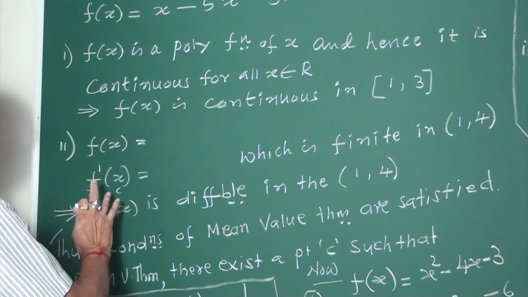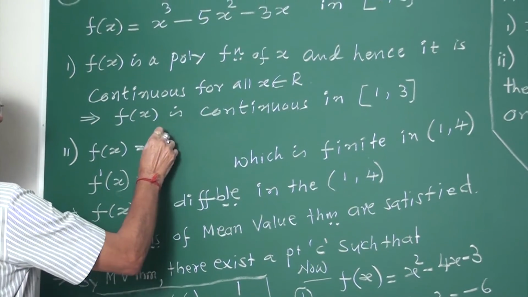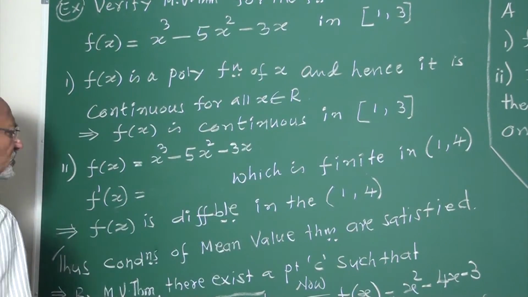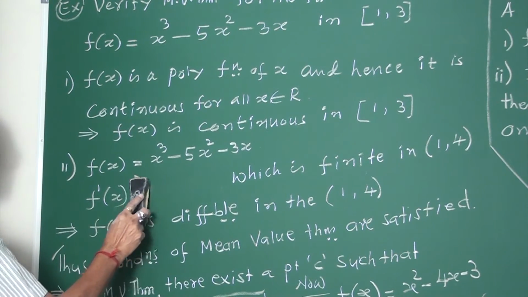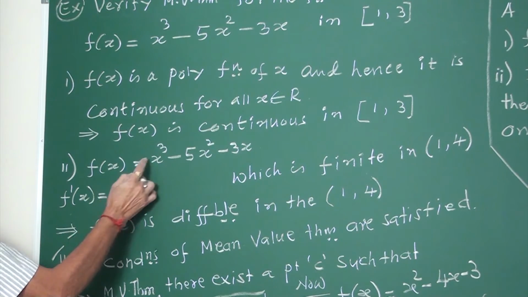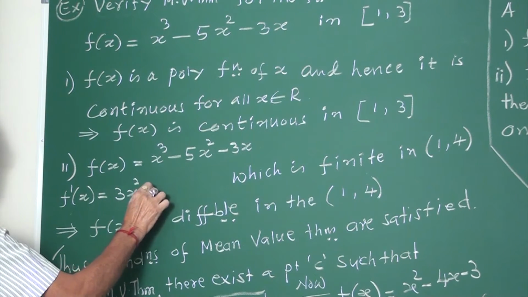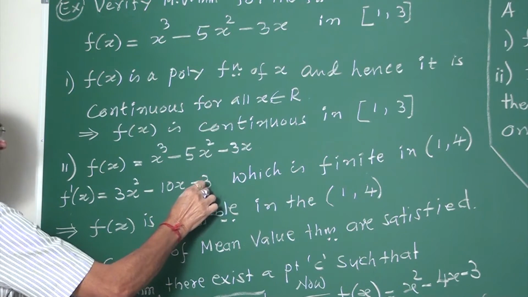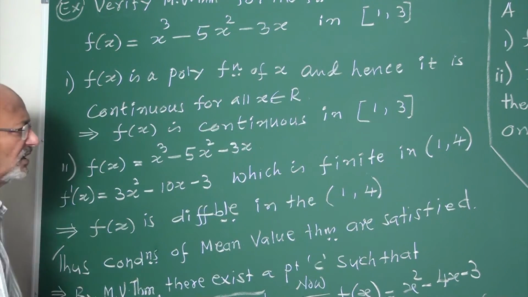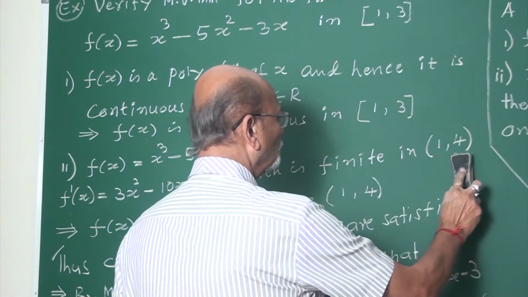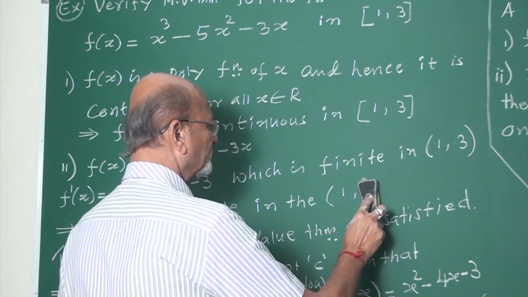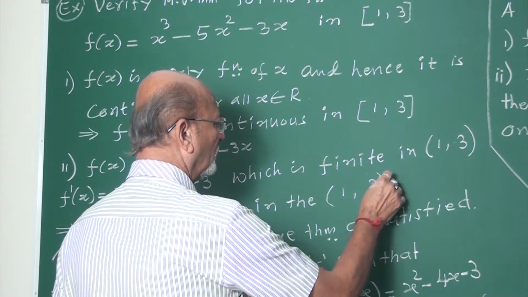Next part. What is f dash x? F(x) is x cube minus 5x square minus 3x. Differentiate with respect to x. F dash x is 3x square minus 5 into 2x minus 3. The derivative of kx is k, and of minus 3x is minus 3, which is finite in the open interval 1 to 3. So f(x) is differentiable in the open interval 1 to 3.